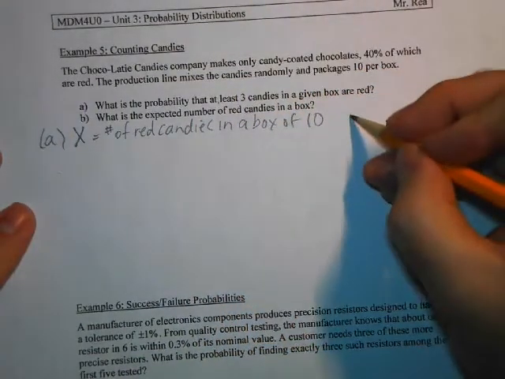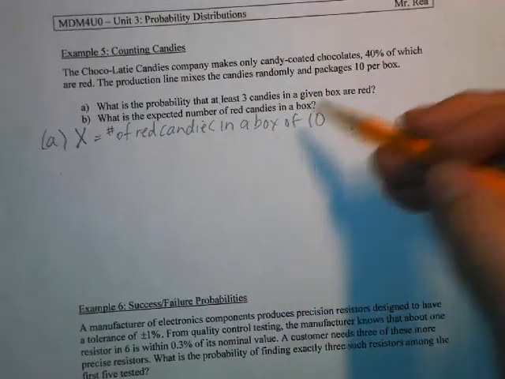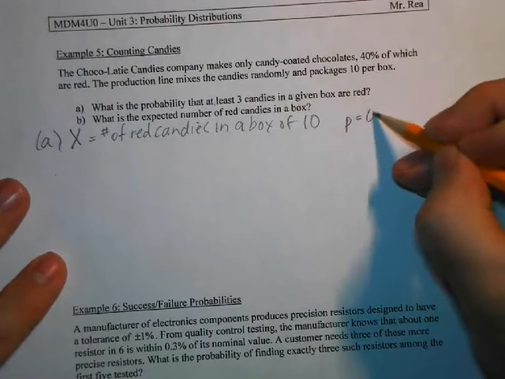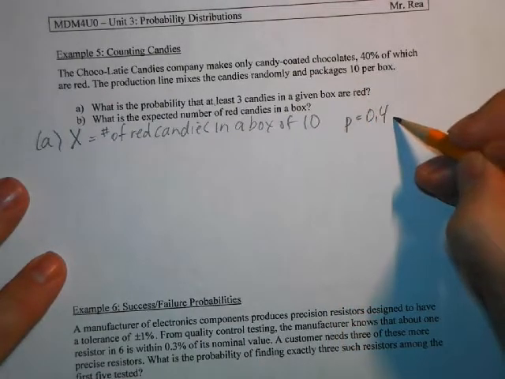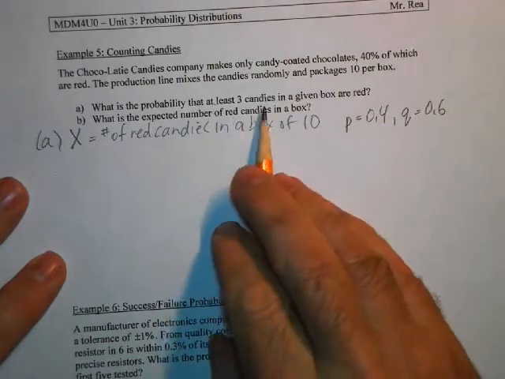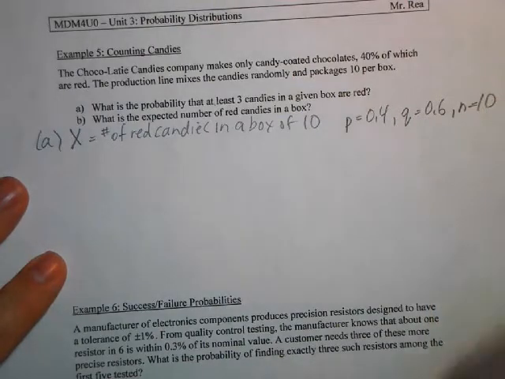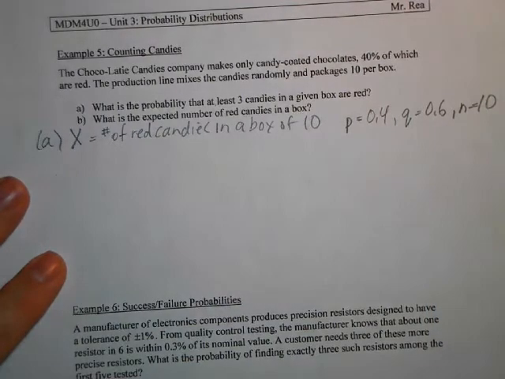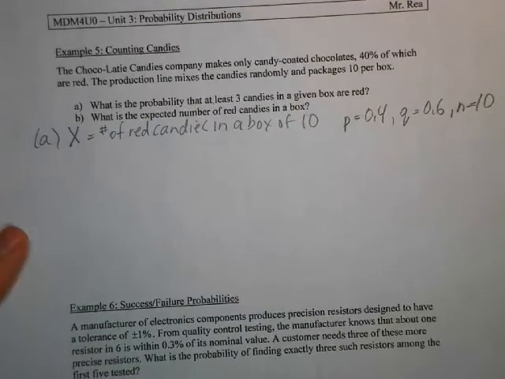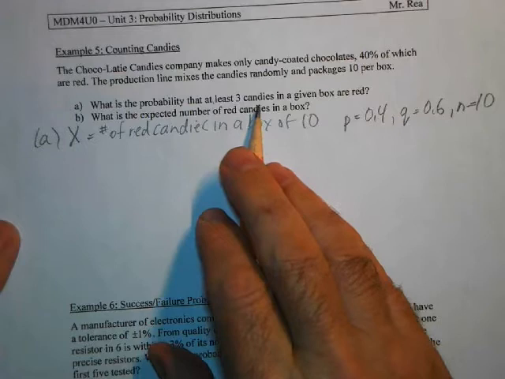So our probability, they've told us that straight out, the probability of a candy in the box being red is 40%, 0.4. Therefore, the probability that it's not red is 0.6. And our n, in this case, it's a box of 10. So our n is 10. Okay, so we want to know the probability of at least 3 candies in a given box being red.